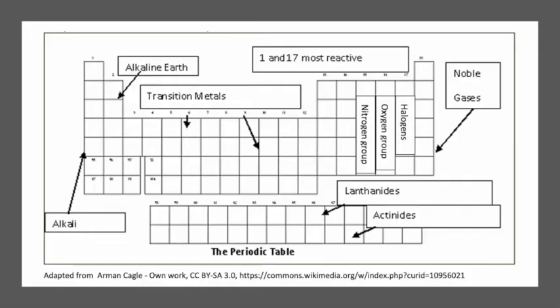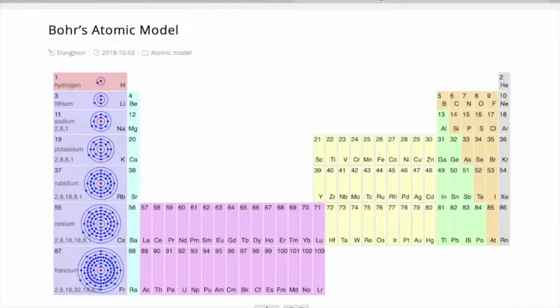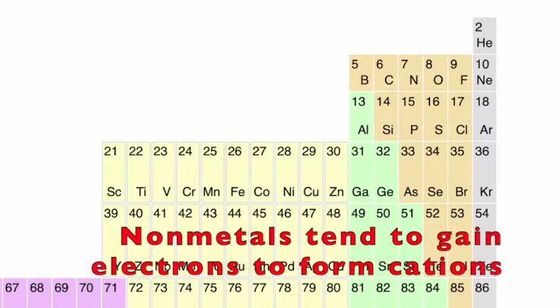This periodic table does a nice job naming some of the important parts of the periodic table, and this is why I included it. Let's look at some of these groups one by one. And to do this, we're going to use this lovely little animation here. We're going to start on the right side of the periodic table, and we'll look at the nonmetals, and nonmetals tend to gain electrons to form anions.